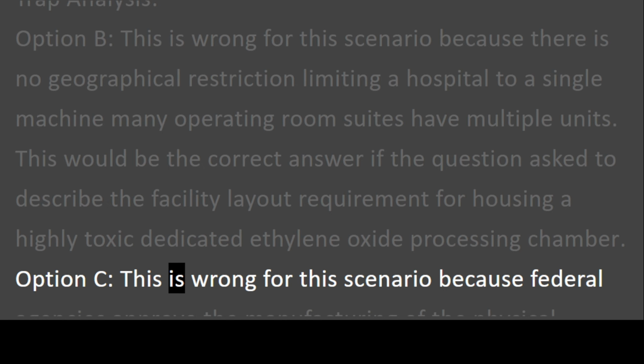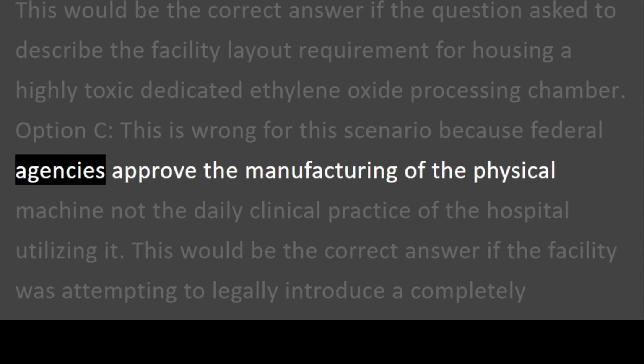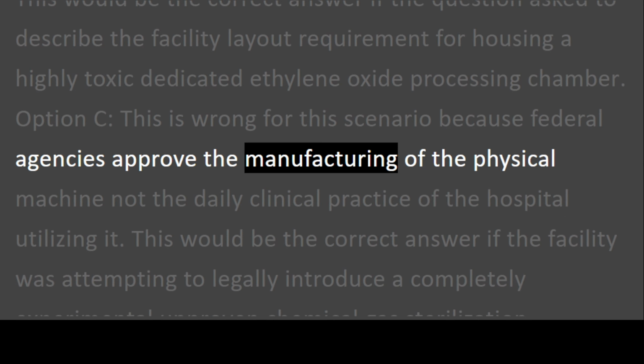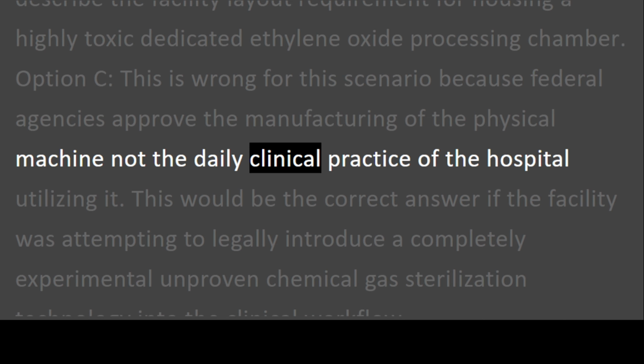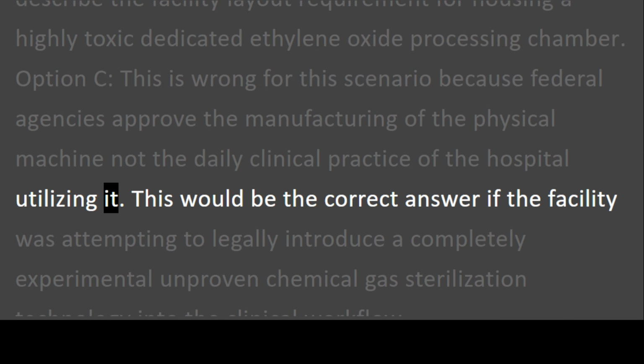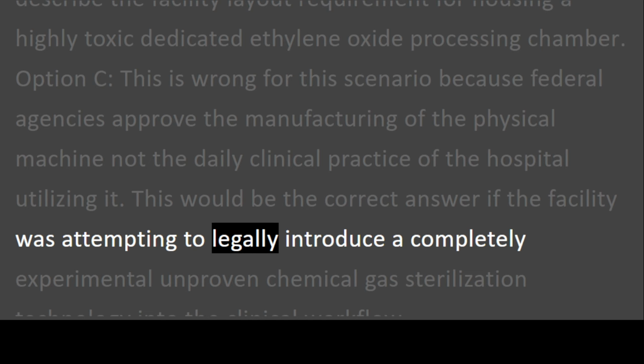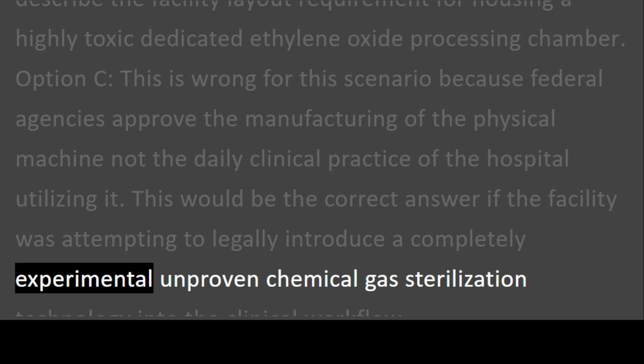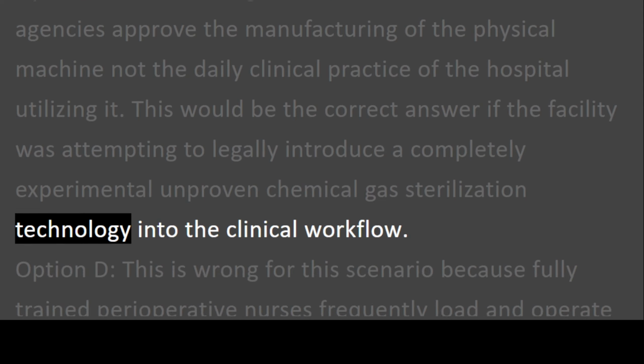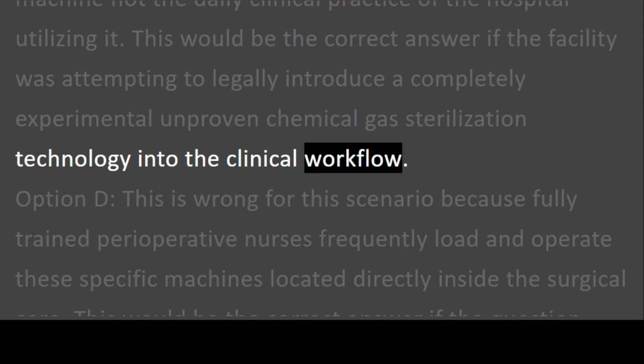Option C. This is wrong for this scenario because federal agencies approve the manufacturing of the physical machine, not the daily clinical practice of the hospital utilizing it. This would be the correct answer if the facility was attempting to legally introduce a completely experimental and unproven chemical gas sterilization technology into the clinical workflow.